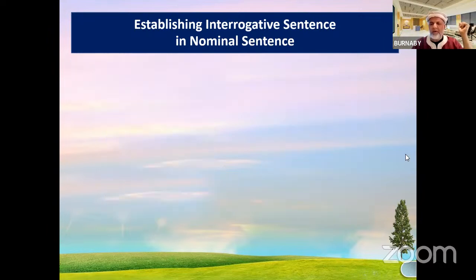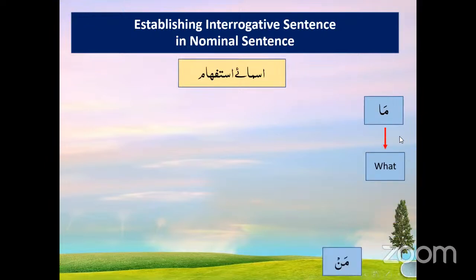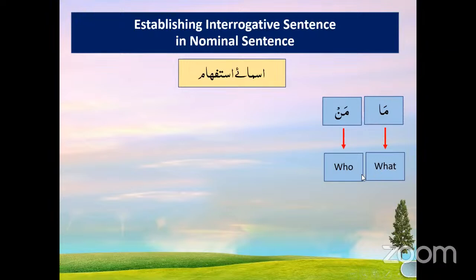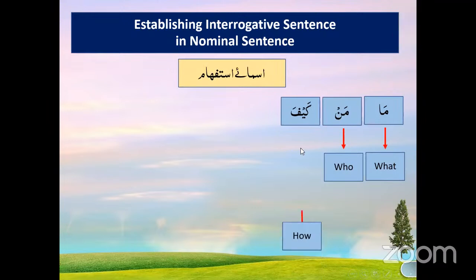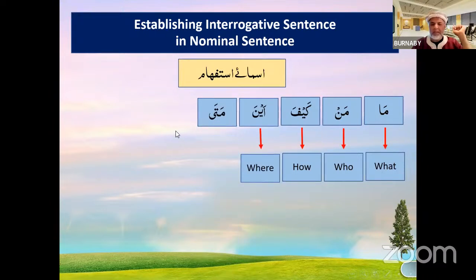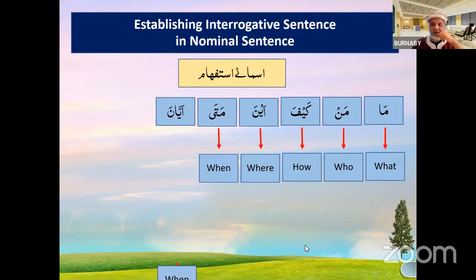All right. So now let's take a look at the list. What are these asma? So we have ma, and the meaning of ma is what? Man, who? These look like nouns which are used for questioning. So ma, man, and then kaifa. Kaifa is how. Aina means where. Mata, when. And then ayana is also when.